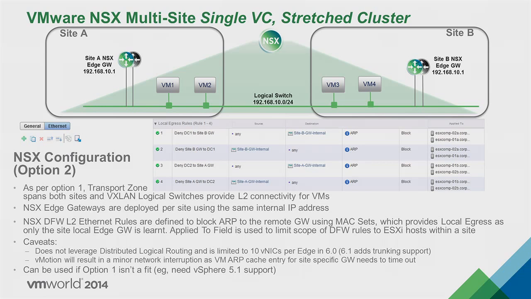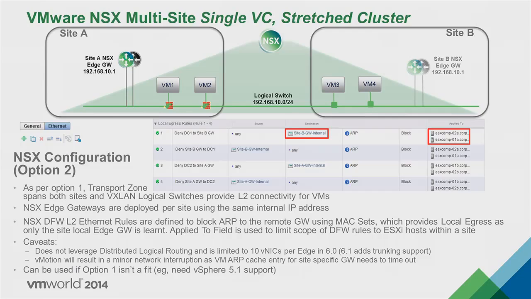And what we do here is we define layer 2 Ethernet rules in the distributed firewall to block any ARP to the remote gateway using MAC sets. So these MAC sets will contain the MAC addresses of the edge gateways in a specific site. If we look at our first rule, we are defining a destination of the site B edge gateway, which is why that's grayed out. And then we're applying this rule to the ESX host in site A.